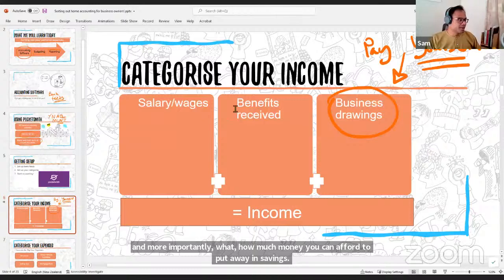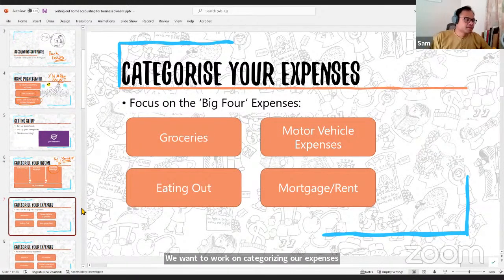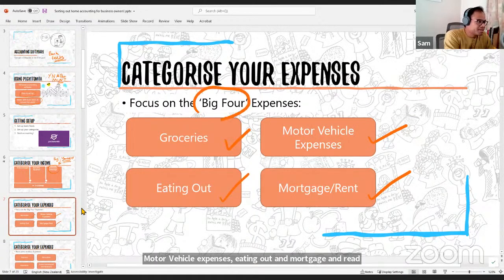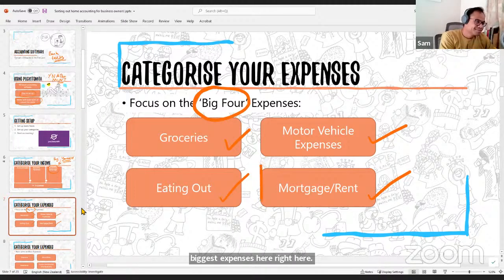So after working out your income, we want to work on categorizing our expenses. The first 4 categories that we want to make sure that we have are groceries, motor vehicle expenses, eating out, and mortgage and rent. These are what I like to call the big 4 expenses, right? Because invariably, for most families, these are your 4 biggest expenses. And 9 times out of 10, mortgage or rent is going to be your biggest chunk of expenses, right?